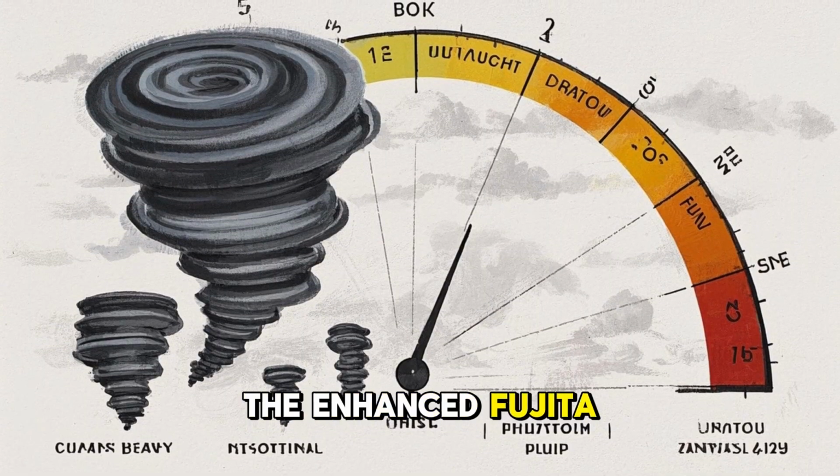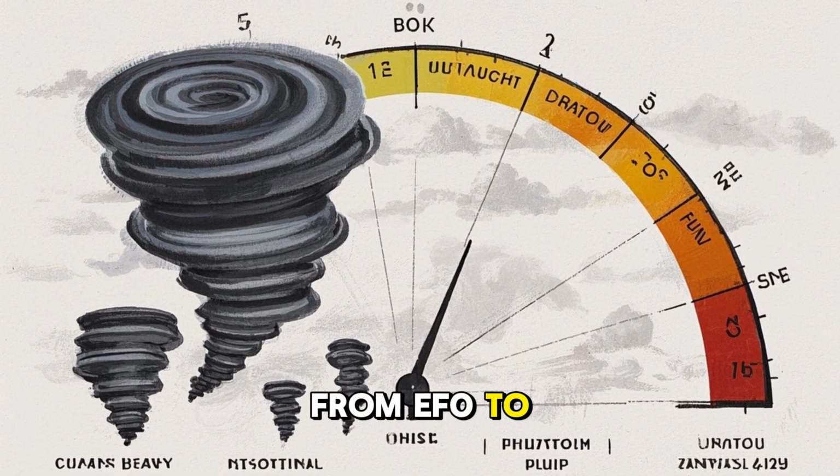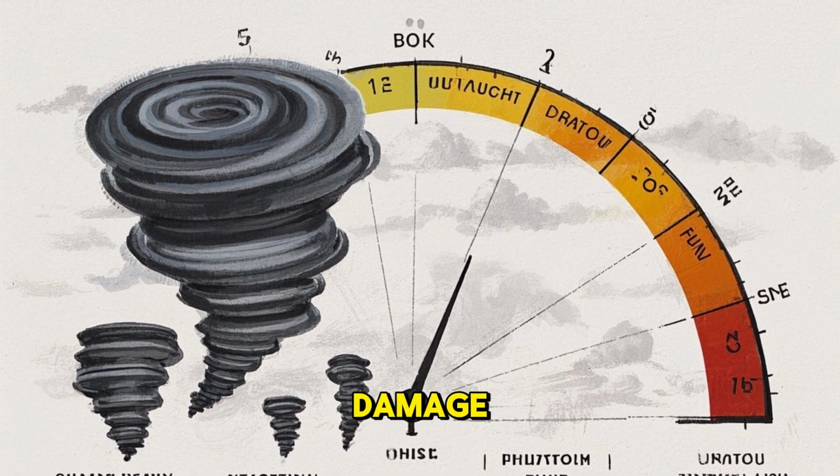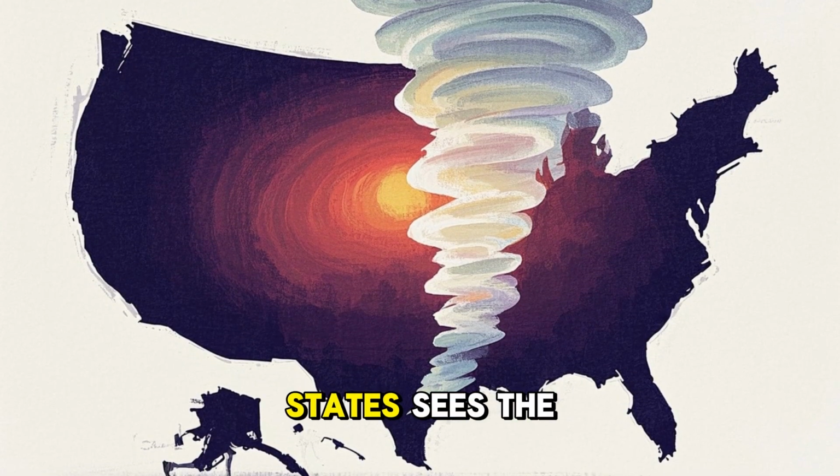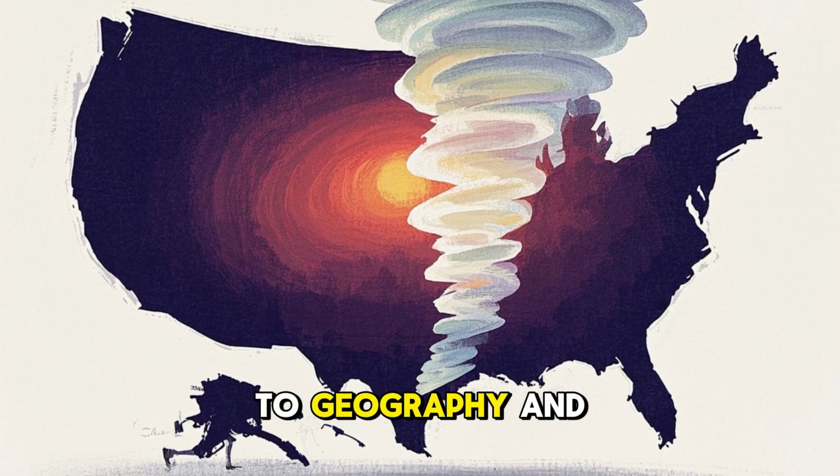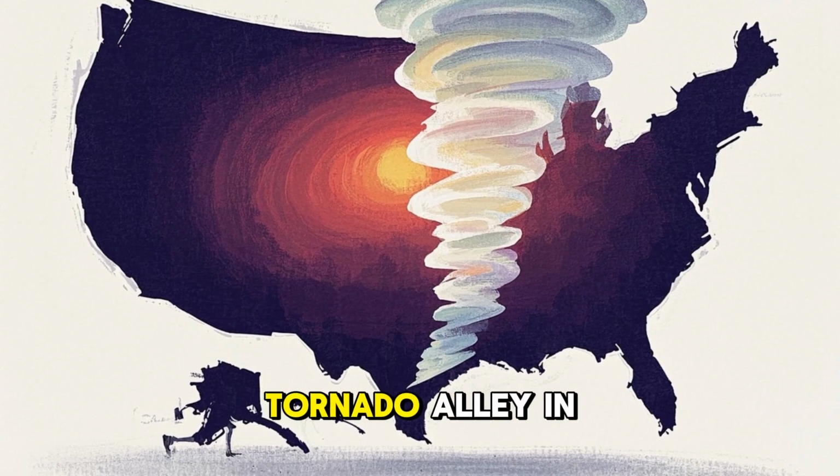The enhanced Fujita scale rates tornadoes from EF0 to EF5 based on damage. Tornado Alley in the central United States sees the most activity due to geography and climate patterns.